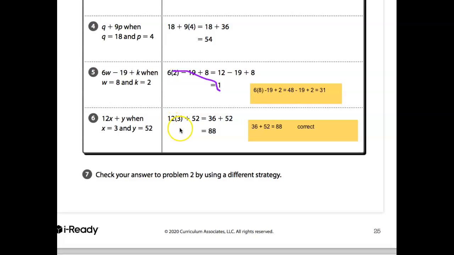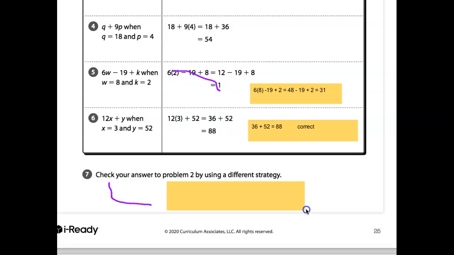All right, this one, 12 times 3 is 36, plus 52. That's 88. That's correct. All right, and then number 7. Let's look at 7. Oh, hold on. Keep doing that, don't I?